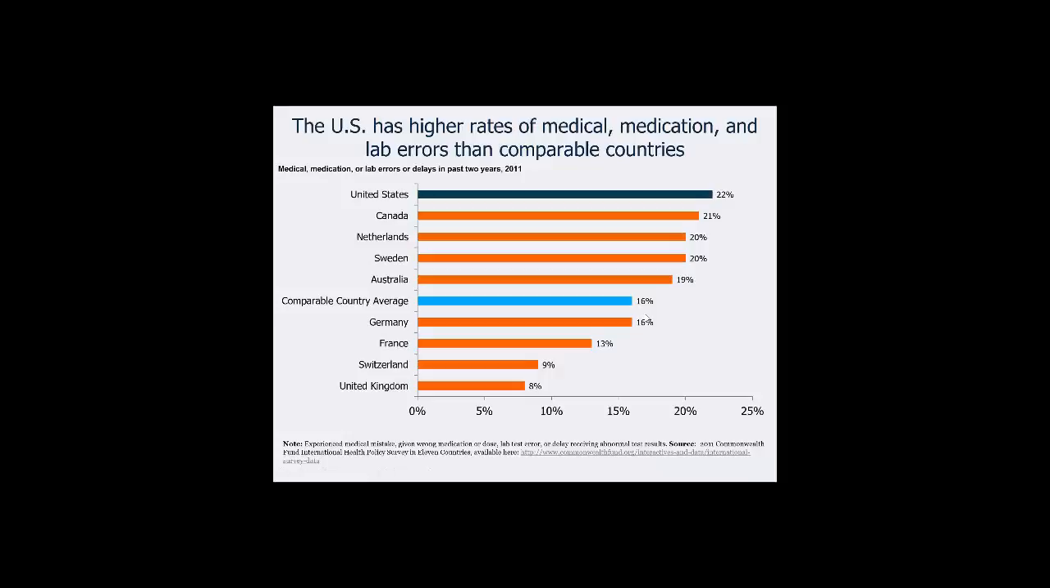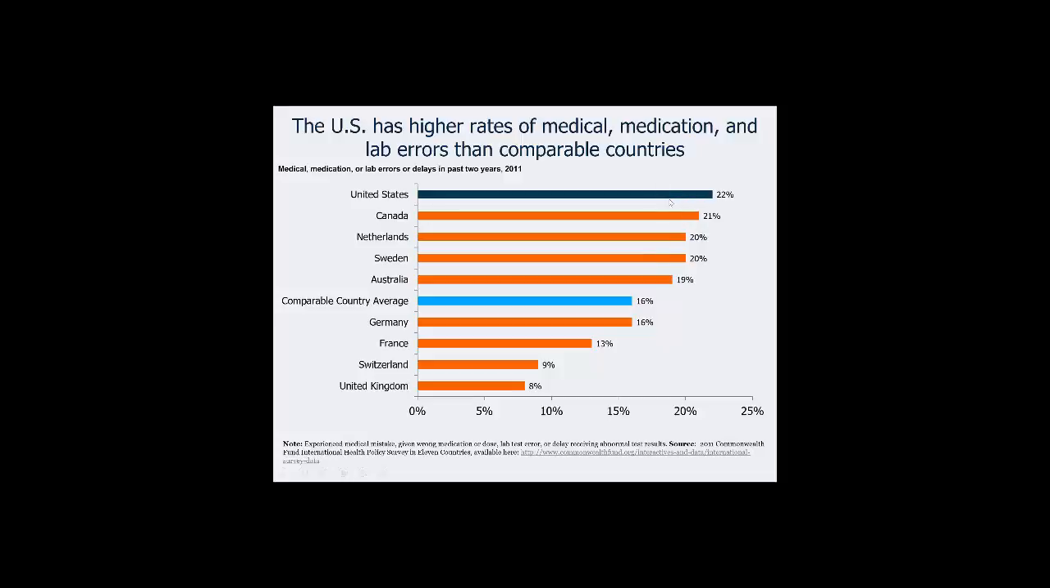The U.S. has higher rates of medication and lab errors than comparable countries. This is an area where, if you're looking into the business of healthcare, if you could find a way to decrease the amount of errors that a hospital makes, errors that a physician makes, errors that laboratories make, you could save costs. And by saving costs, you can essentially compete away some of these less efficient firms.